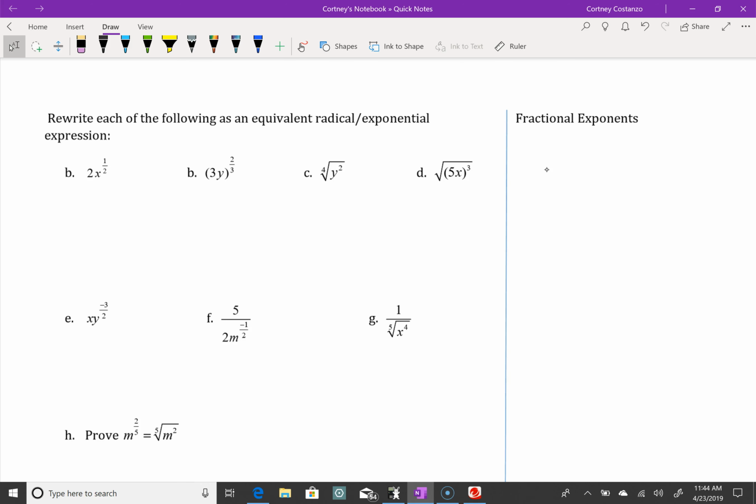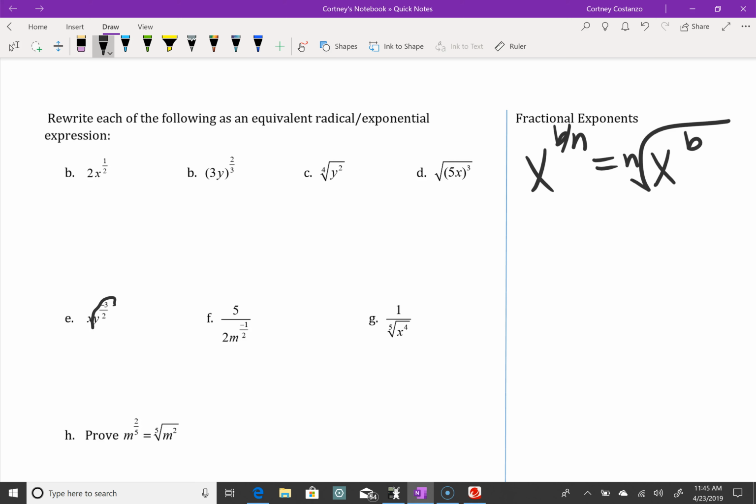All right, rewrite each of the following as an equivalent. So remember, if we have x to the, let's say, b over n, that's going to be x to the b power, and then I take the root of it. So the denominator will be your root, and the numerator is your power or your exponent. Negatives reciprocate, so I'm not going to do the first 4. I'm going to jump down to the more complicated ones.